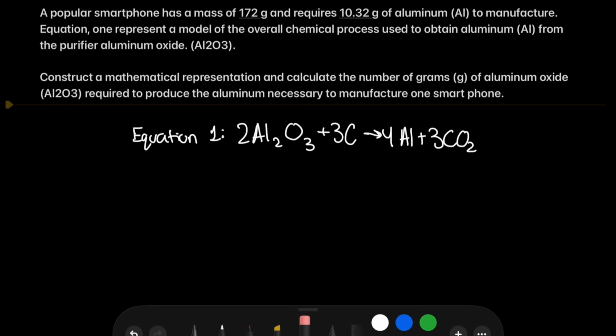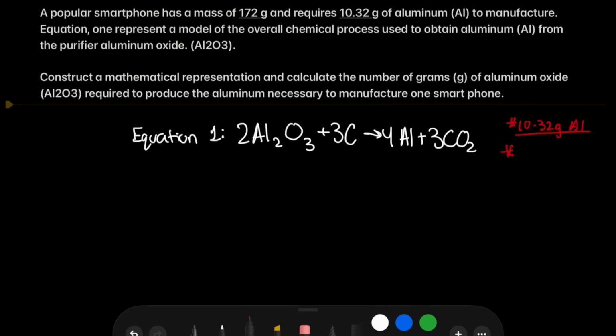Now for the last question. The last question says a popular smartphone has a mass of 172 grams and requires, let me just annotate this, requires 10.32 grams of aluminum to manufacture. Equation 1 represents a model of the overall chemical process used to obtain aluminum from the purified aluminum oxide. Construct a mathematical representation and calculate the number of grams of aluminum oxide required to produce the aluminum necessary to manufacture 1 smartphone. So, this is some information that we're given, and this is what we have to find.